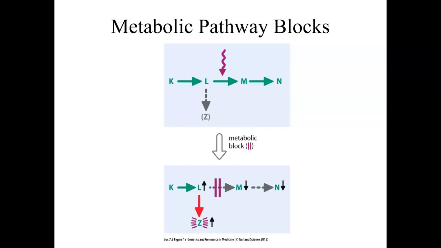And in this case, you can see that Z is not activated. That substrate can be converted to Z. But in this particular case, some enzyme was mutated that converts L to M. And so because of that, the amount of M goes down. The amount of L goes up, and that can sometimes basically then trigger the production of Z based on the increased amount of L and the enzyme that converts L to Z.